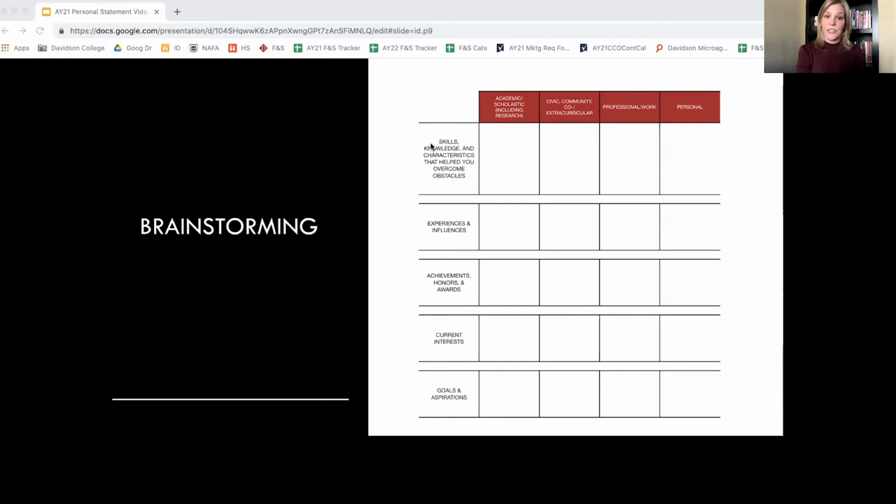The first row is for skills, knowledge, and characteristics that help you overcome obstacles, and I want to spend some time there. When writing about obstacles you've overcome, it's important to focus on asset-based language instead of deficit-based language to maintain a focus on how you face challenges rather than focusing on the challenge itself.